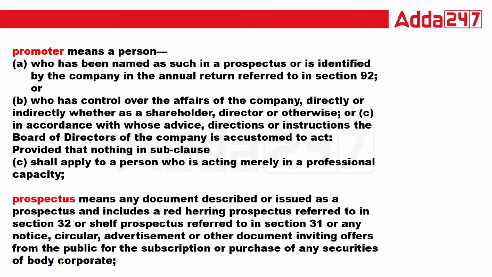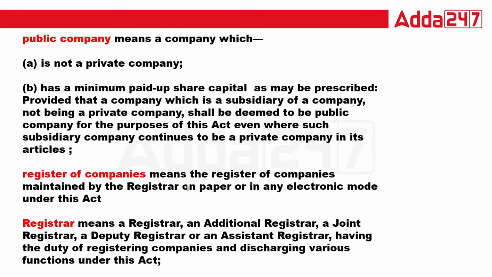Promoter is a person whose name is given as such in a prospectus and who is identified by the company in the annual return, who has control over the affairs of a company directly or indirectly. It does not apply to a person acting merely in a professional capacity. That is called a promoter. Prospectus is just like a brochure. There are red herring prospectus, abridged prospectus, etc. So it is basically the brochure of a company.